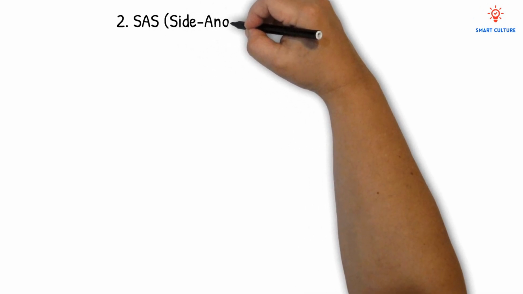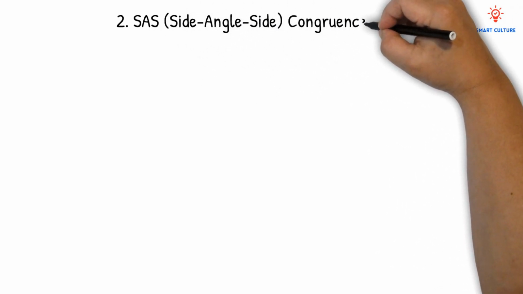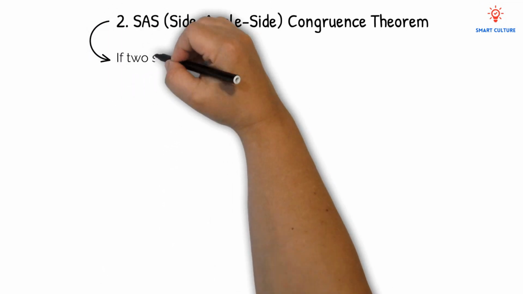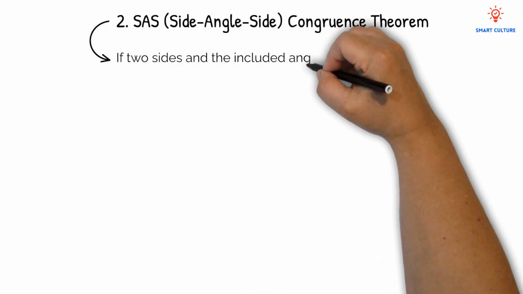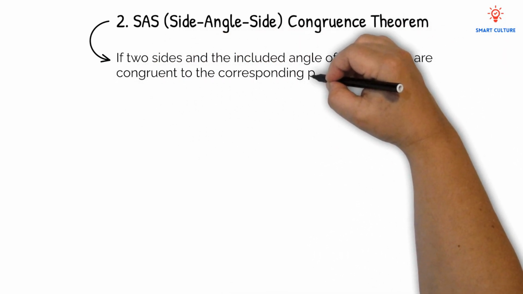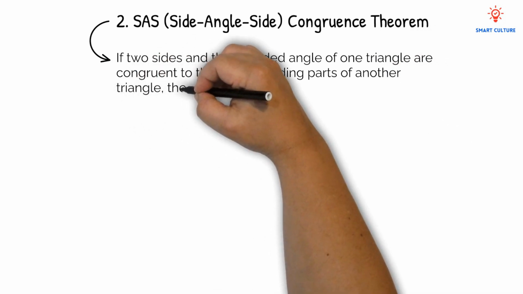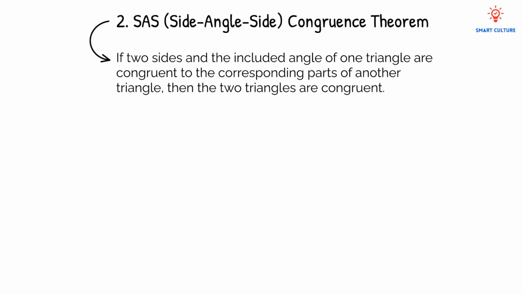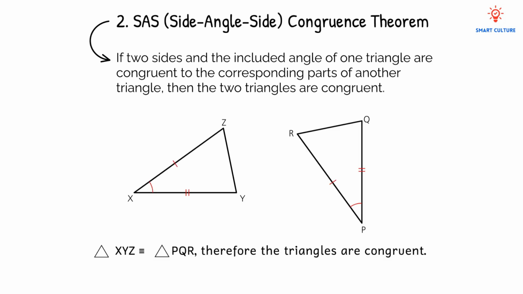Next, we'll look at the SAS theorem, and this stands for side angle side. This theorem states that if two sides and the included angle of one triangle are the same as, or congruent to, the corresponding parts of another triangle, then the two triangles are congruent. So in this example, triangle XYZ and triangle PQR are congruent.